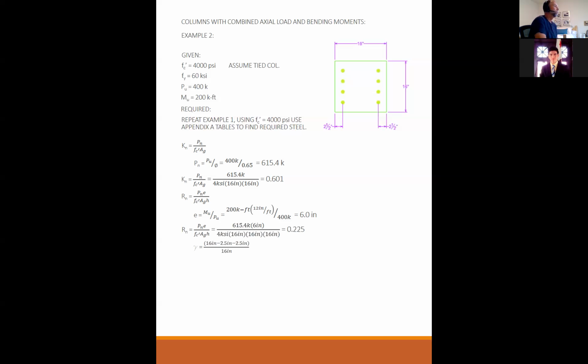Gamma, when we get to the chart, you'll see that you have to define a gamma. Gamma is the distance between the bars divided by the overall width. So 16 minus 2.5 minus 2.5 over 16 is 0.69. So the problem most closely matches graph 3 on page 620 of your textbook, where rho is equal to 0.034.